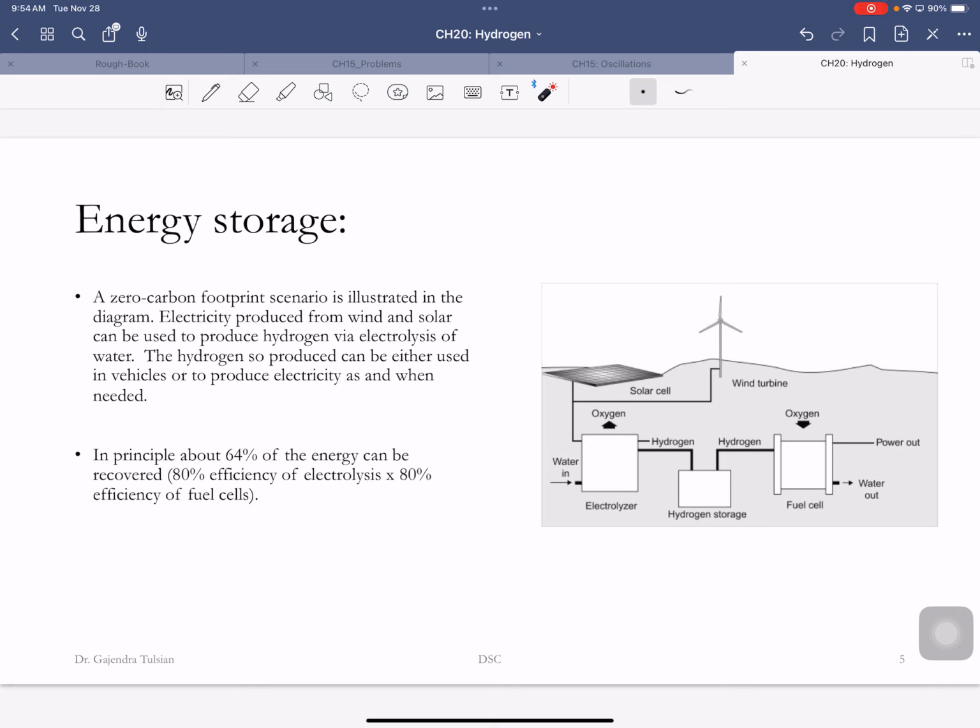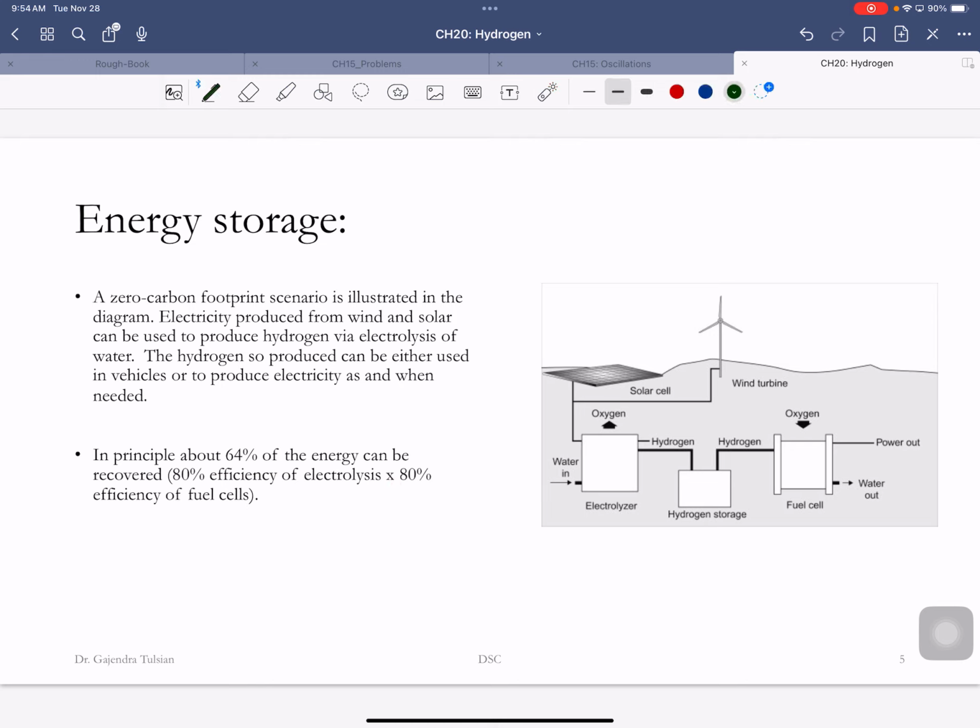All right, so here's the deal. So here are the numbers on this. In principle, about 64% of the energy can be recovered. So what this means is 80% efficiency of electrolysis and 80% efficiency of fuel cells. Let's understand these numbers.